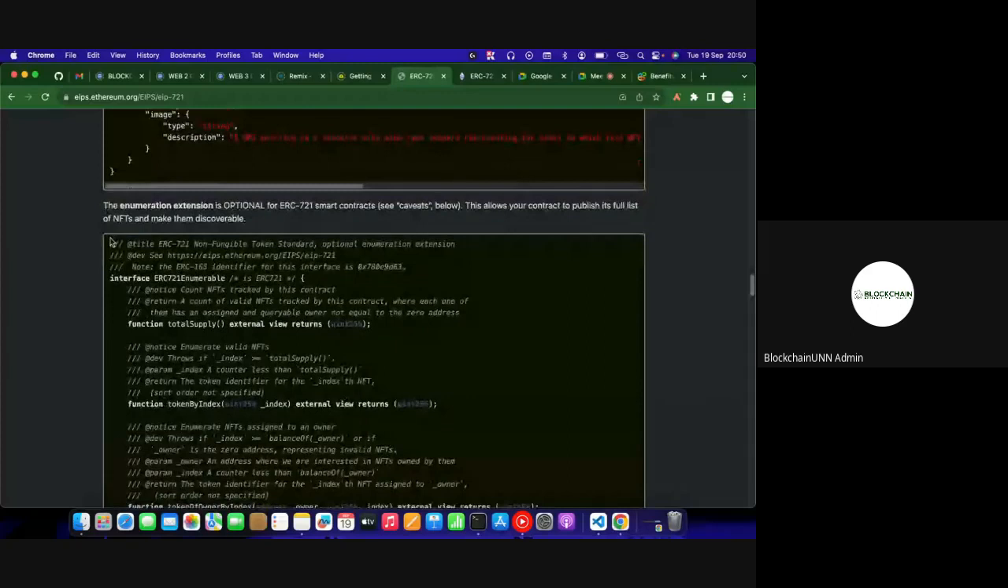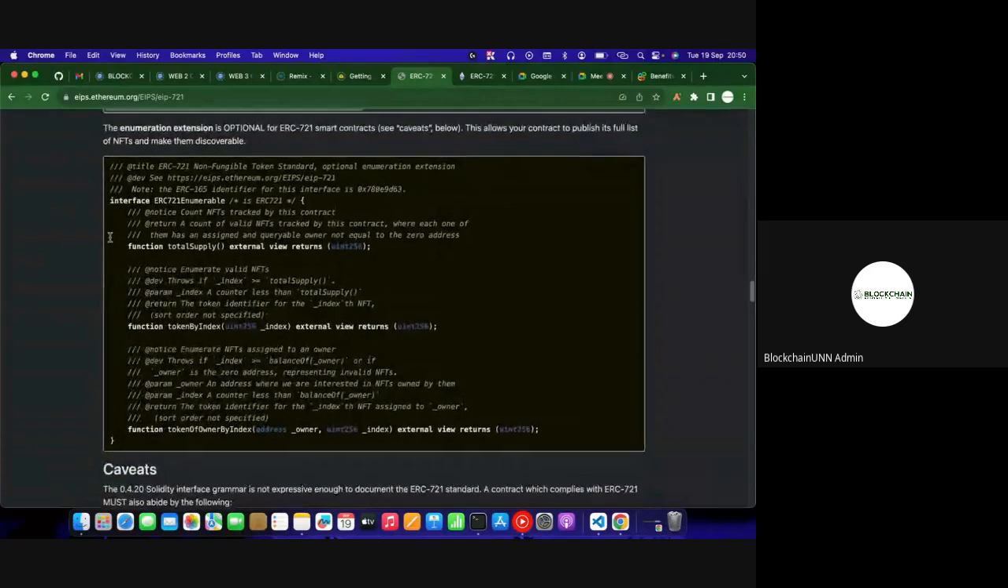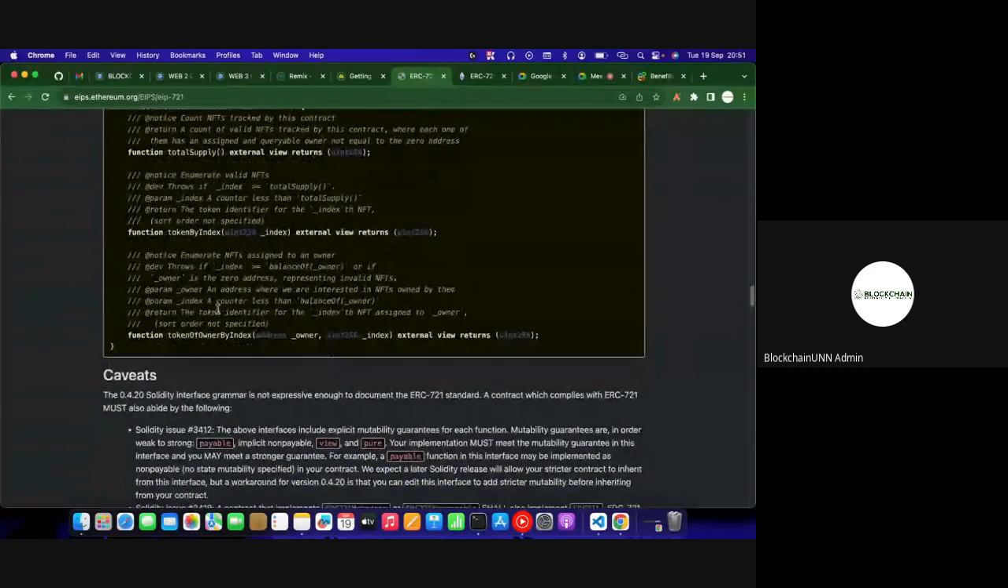So we also have the enumeration extension, which is also optional, but of course I consider it necessary, right? You can implement this if you want people to be able to track the number of NFTs that you have available. For example, you can query the total supply that an NFT has. Each NFT has a particular token ID, but you can always query the total supply for a particular collection. Then you can also enumerate valid NFTs by calling the token by index.